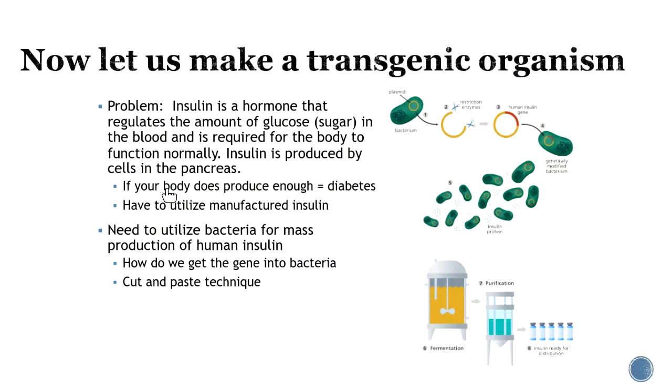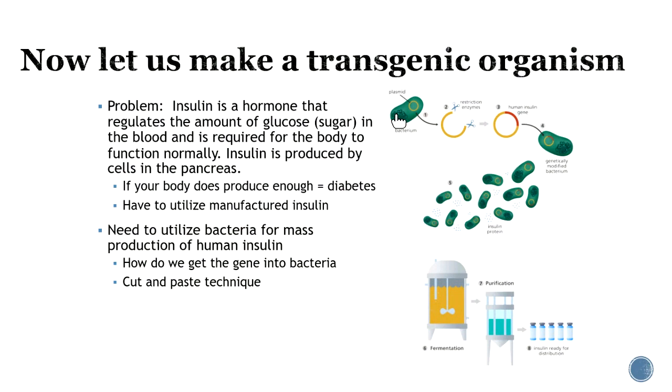So what happens if your body doesn't produce enough insulin? You wind up with diabetes. So we have to have a way to make insulin. It just doesn't magically appear. So for people that are diabetic, you're going to have to find a way for them to inject it. We have figured out a way to mass produce it by using bacteria.